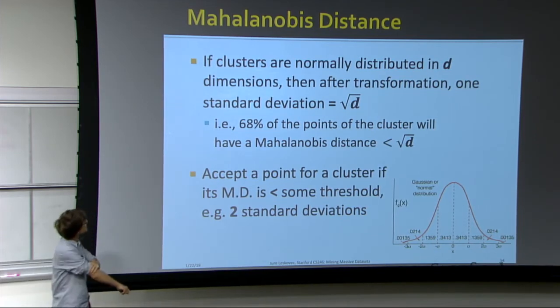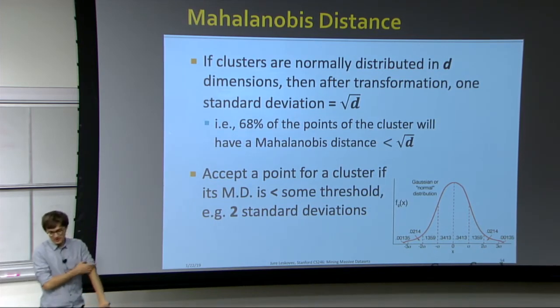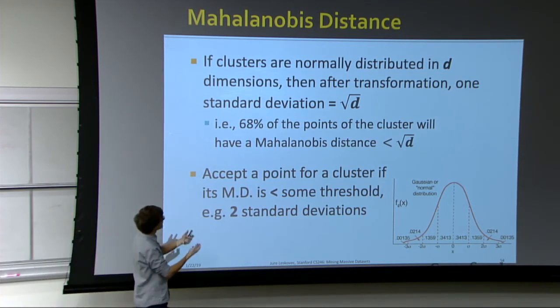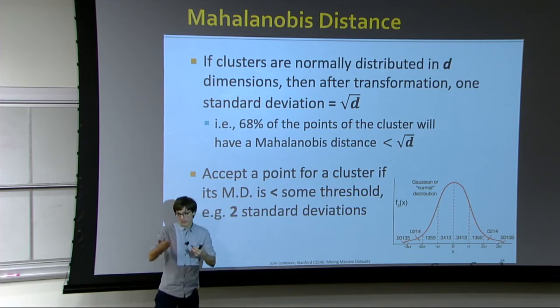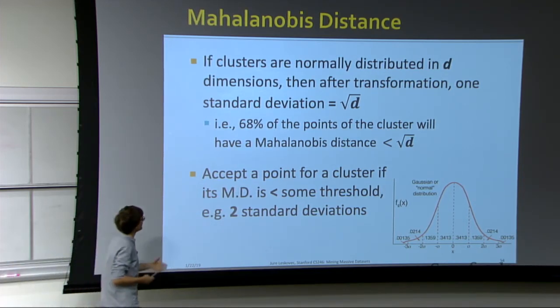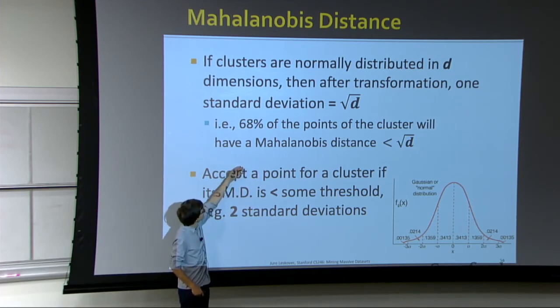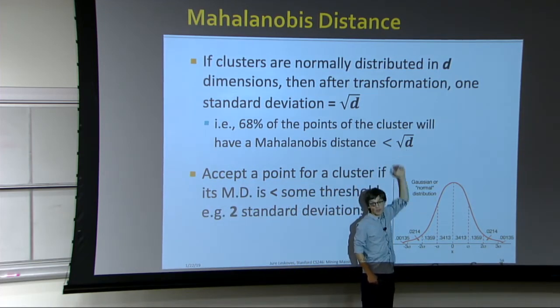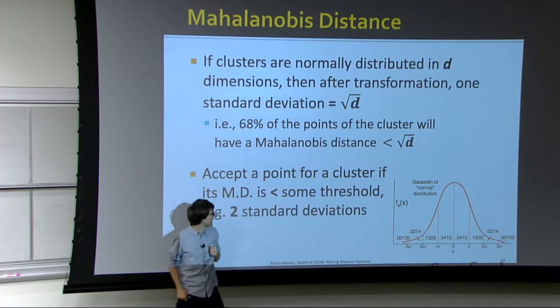So why is this nice? This is nice because if clusters are normally distributed in the dimensions, then after the transformation, one standard deviation equals square root of d. And if clusters again are normally distributed, this means that 68% of all the points will be at a Mahalanobis distance less than the square root of the number of dimensions, right?